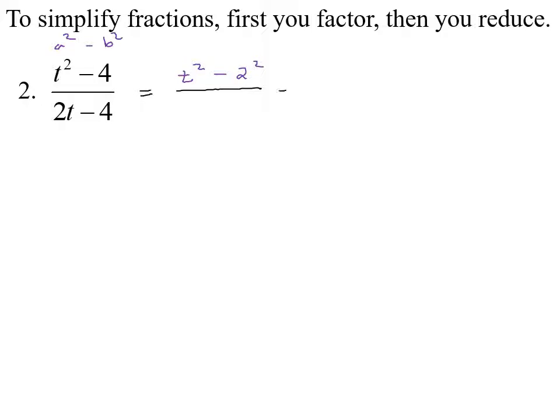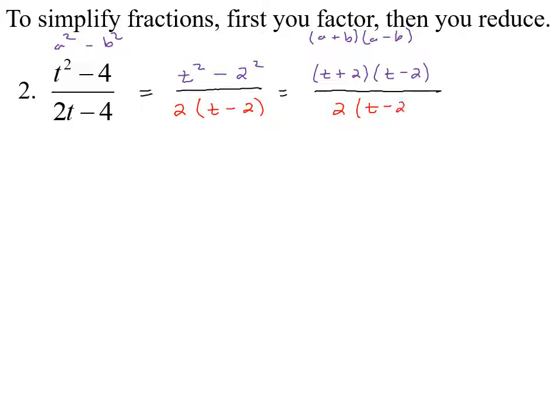And if you remember what we did with that, that became a plus b and a minus b. So we would write this as t plus 2 and t minus 2. You write one with a positive, one with a negative, and drop the squares off. So that's the top one. The bottom one is only a greatest common factor. There's a 2 in common. You can factor the 2 out in front, and you would have a t and a minus 2 left over.